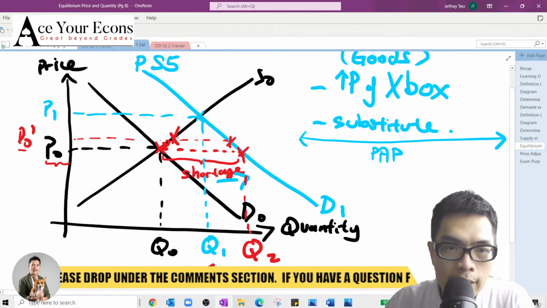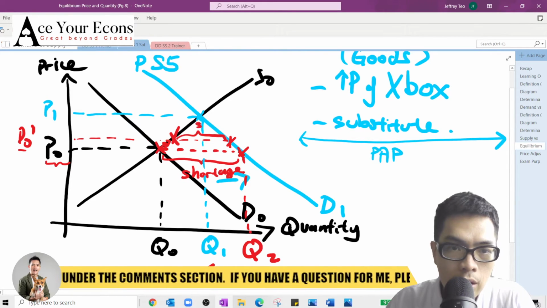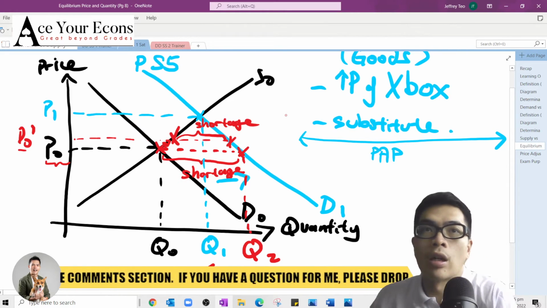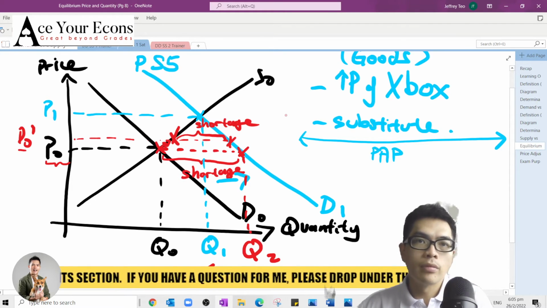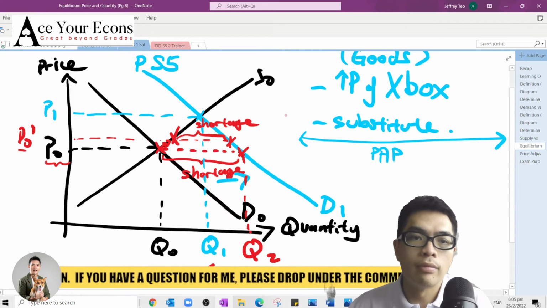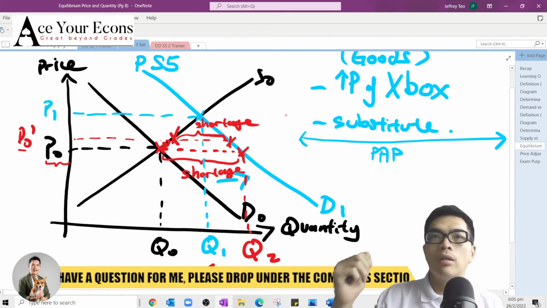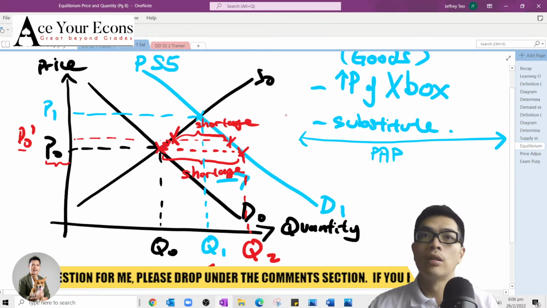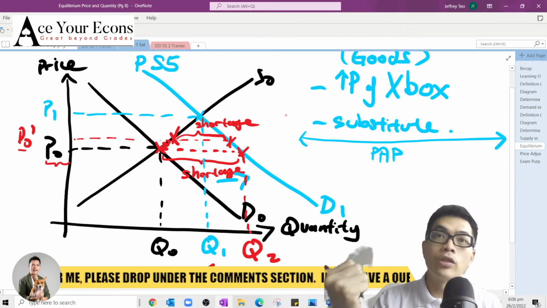So now you can see that there is still a shortage, right? Do you see this? But is this shortage bigger or smaller as compared to the initial shortage? Smaller. So with one round of signaling and incentivizing, there's still going to be a prevailing shortage, but the shortage is going to be smaller.